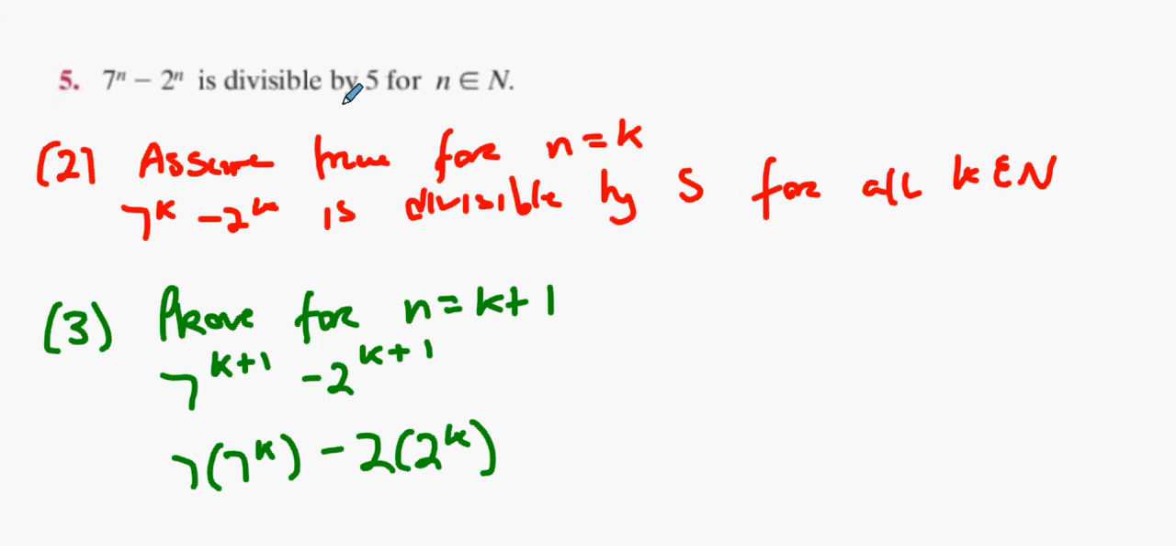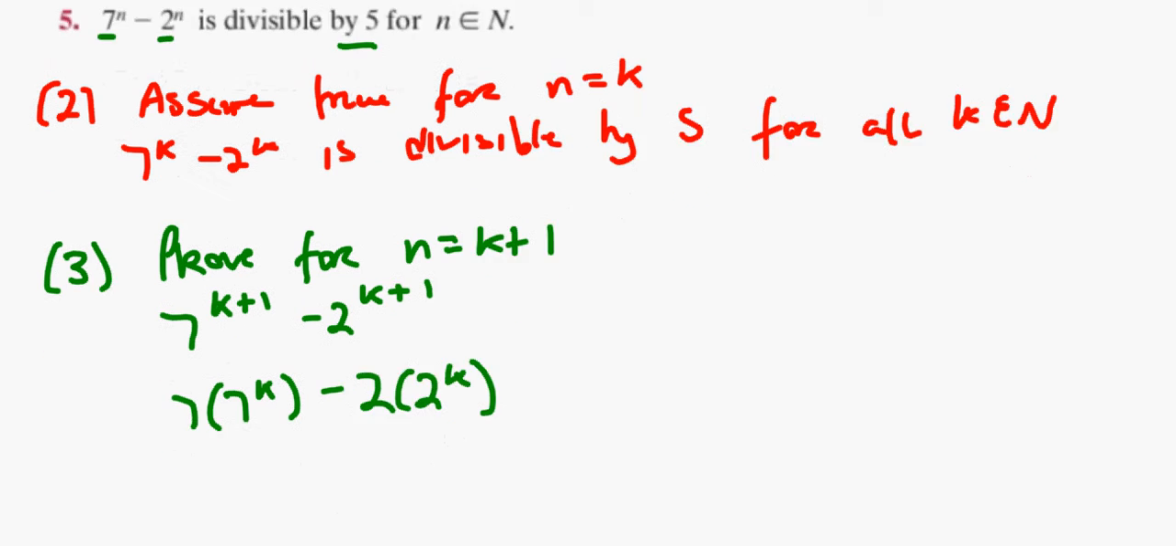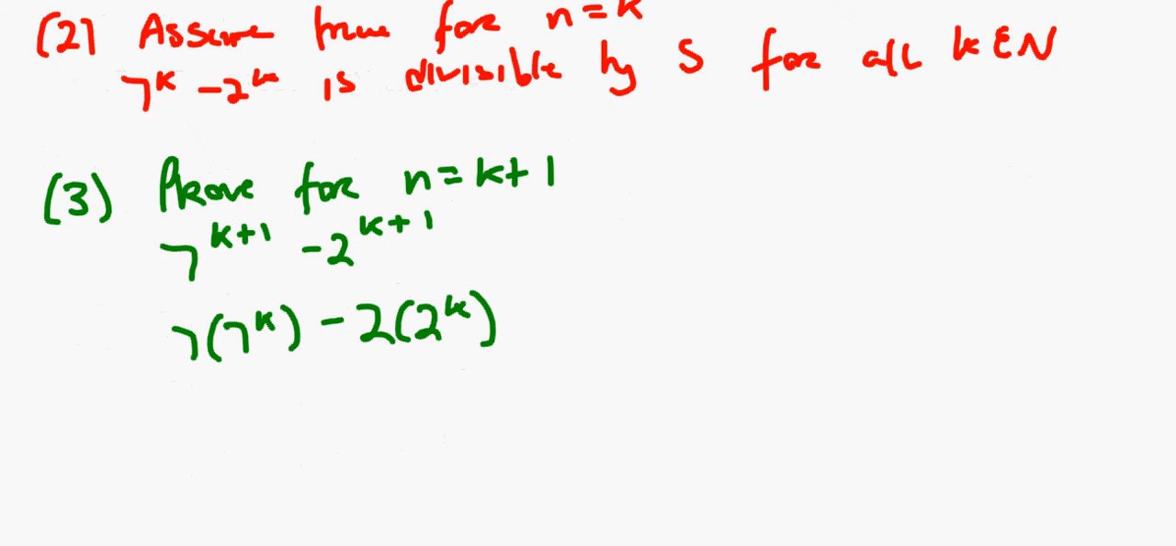Keyword, see the 5 there? And see the difference between 7 and 2 is also 5. I think that's no coincidence. It's like a perfectly designed question. So we're just going to break up the 7 to the power k into what? 5 and 2.